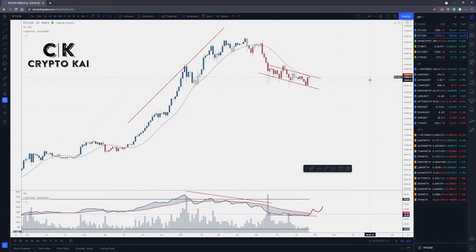So the question is, if we do have some short-term relief, where could we be expected to go, or where would we be aiming for?